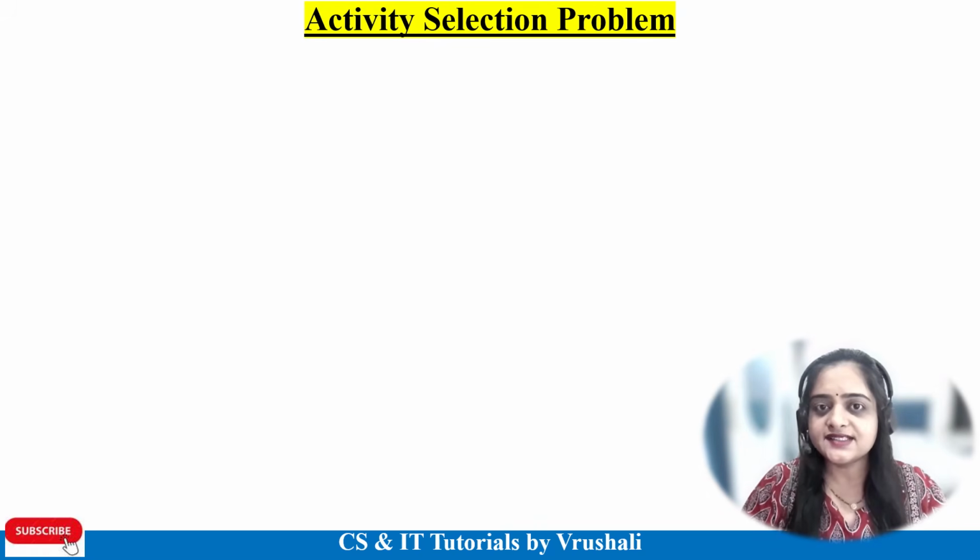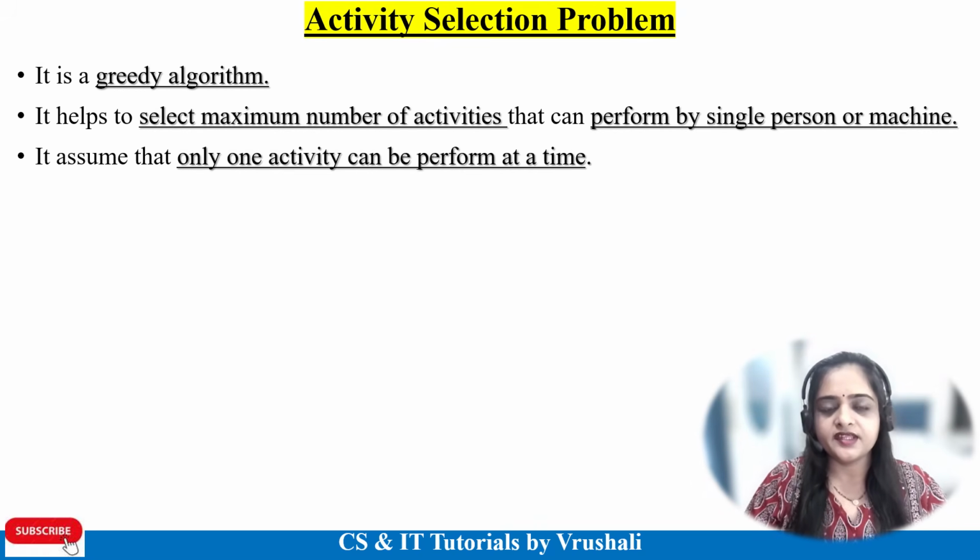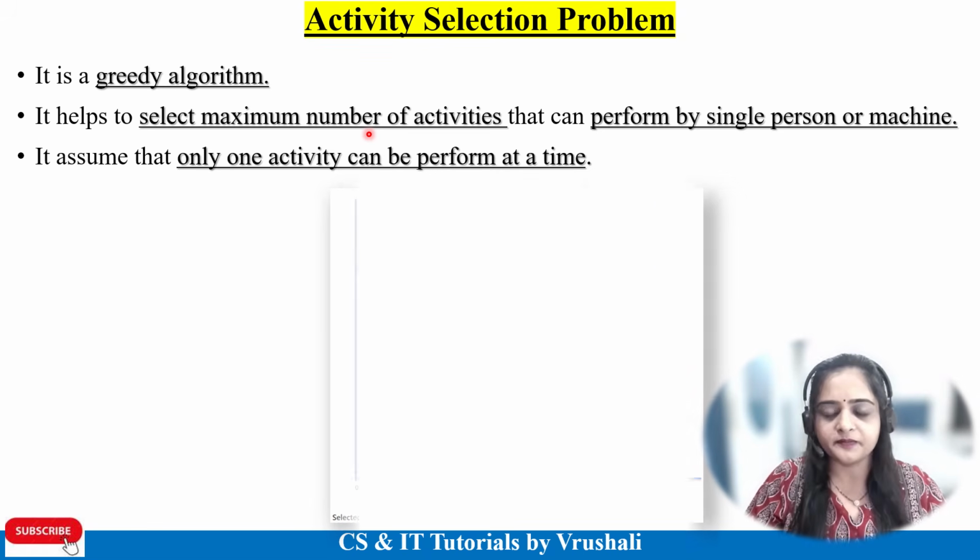Now, what exactly is the activity selection problem? Activity selection is one of the greedy algorithms. It means that you have to take the best decision at every step. In the activity selection problem, multiple activities are given and you have to schedule these activities one by one. You have to ensure that no activity overlaps with each other. So this is the concept of the activity selection problem.